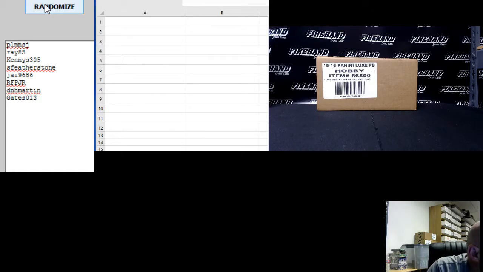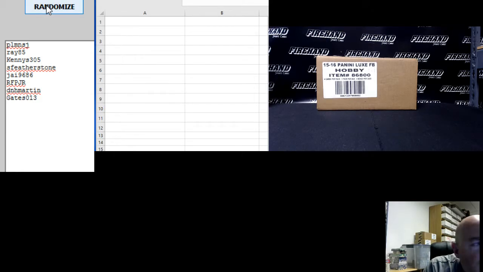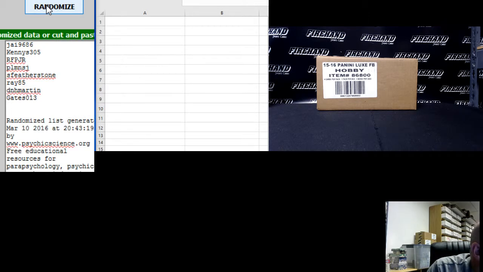PLM and SJ on top. Gates 13 on the bottom. Two times on the randomizer. I apologize. 1 + 1 = 2, Steve.